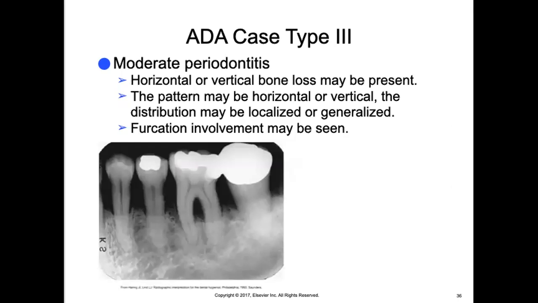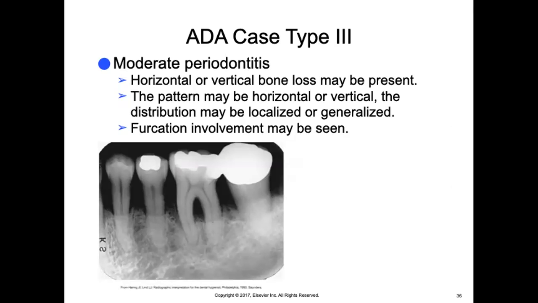Here we have an example of ADA case type 3. This is moderate periodontitis. So we have horizontal or vertical bone loss that can be present. The pattern may be horizontal or vertical, and the distribution may be localized or generalized. We also may have some furcation involvement. This is when the bone level is approximately 4 to 6 millimeters apical to the CEJ, or when the bone in the furcation is destroyed, a radiolucent area is evident on the dental images, such as what we see here.